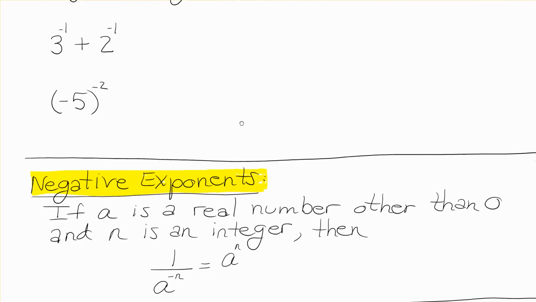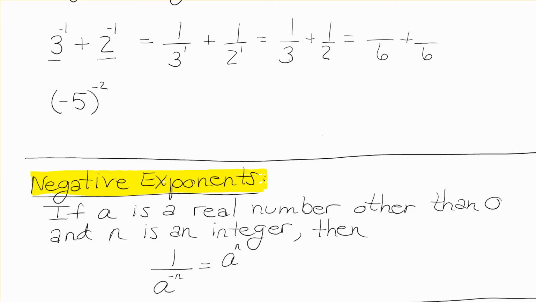Okay, now let's take a look at the next example. It's a little bit tricky, but we're going to take each of these terms and look at them by themselves. We know that 3 to the negative 1 power is really the reciprocal of 3 to the first power. So we'll take the reciprocal of 3. And then we're going to add to that the reciprocal of 2 to the first power. And that's just 1/3 plus 1/2. In order to simplify this, we need to find a common denominator, and that will be 6. So we get 2 over 6 plus 3 over 6. And when we simplify that expression, we get 5 sixths.